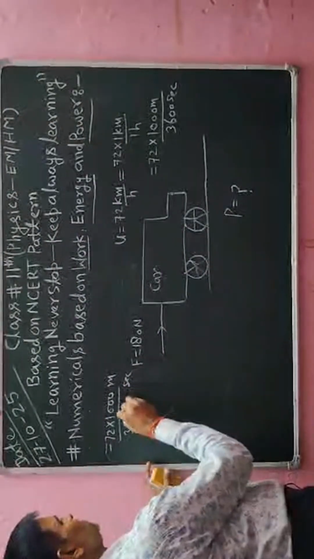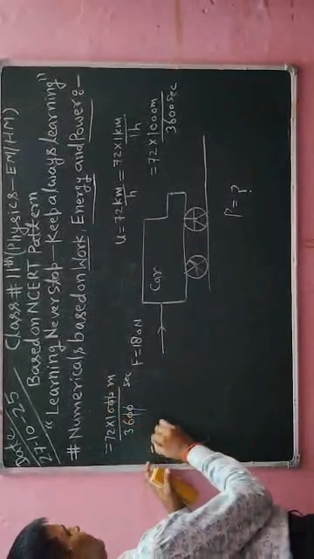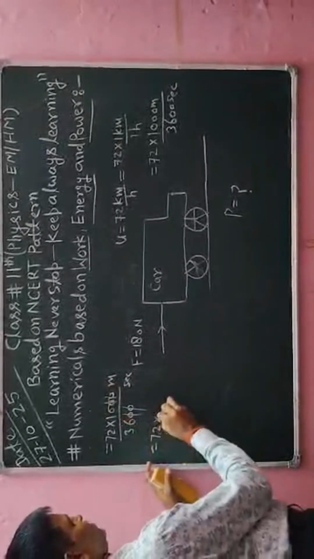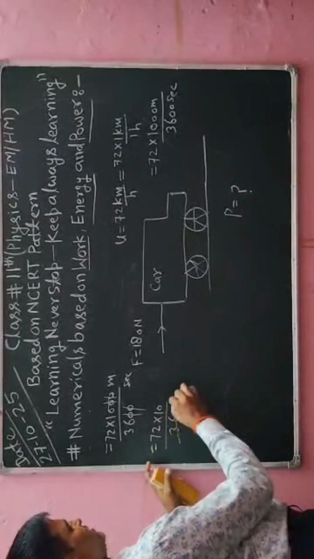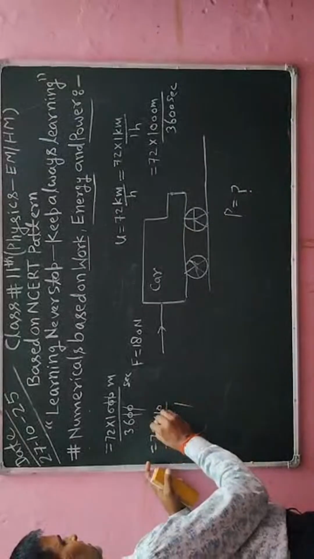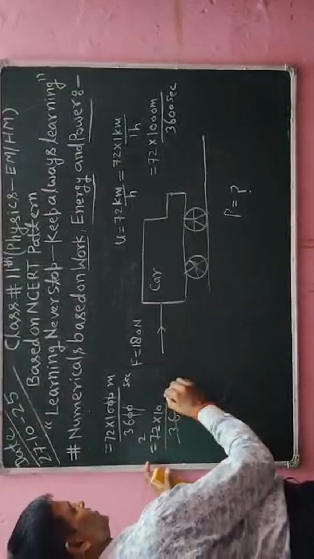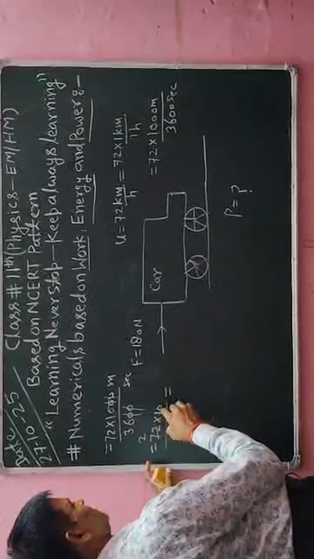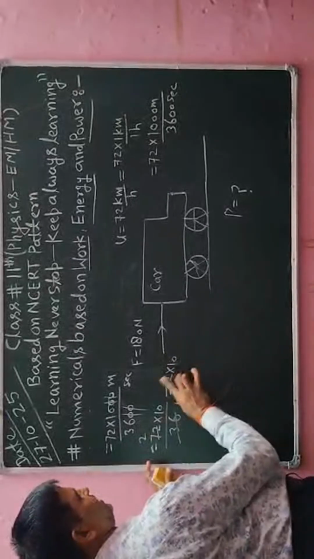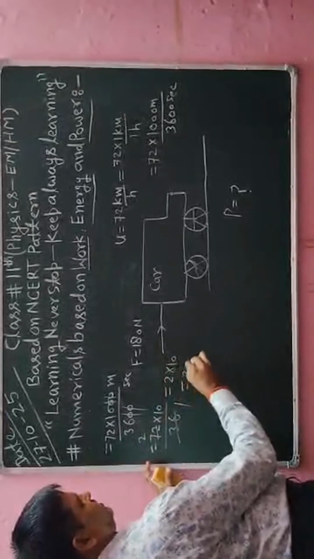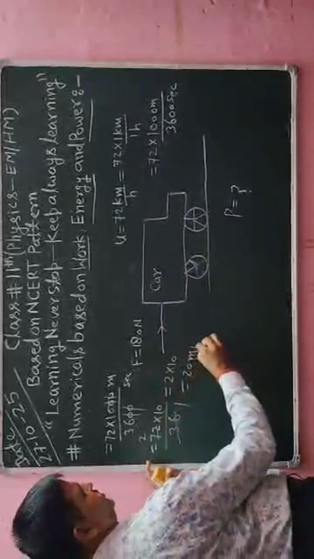So 1010 means 20. I will cancel, and after cancelling I will write here 72 into 10 divided by 36. So 36 one times 36, and 36 two times 72. That is 10 into 2. I can write here 2 into 10, which is equal to 20, and its unit is meter per second.